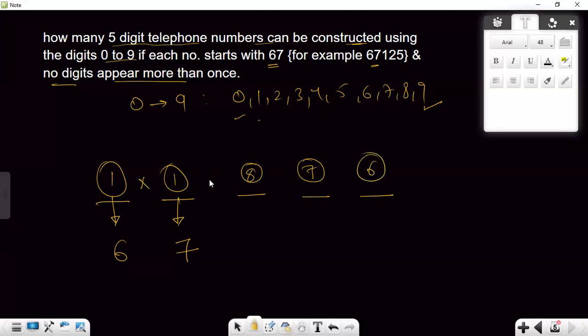They are dependent events because together they are going to decide what the number is going to be. So multiplication: the total number of numbers that can be formed is 1 into 1 into 8 into 7 into 6. So 42 into 8, that is 336. 336 numbers can be generated. We are using these conditions.